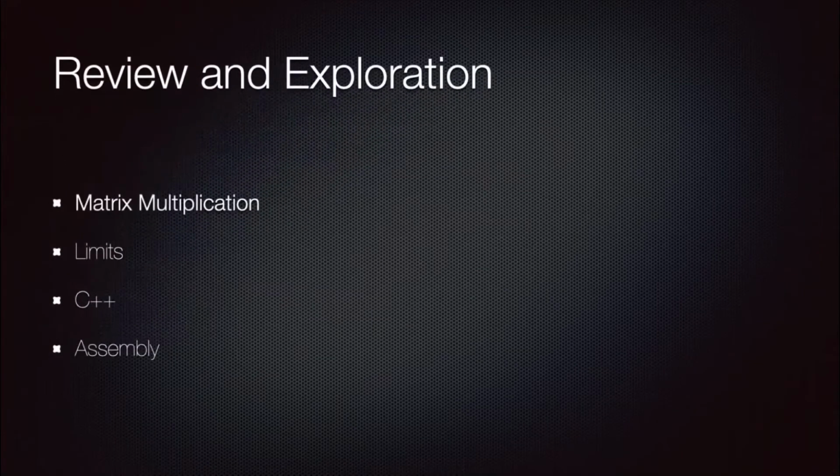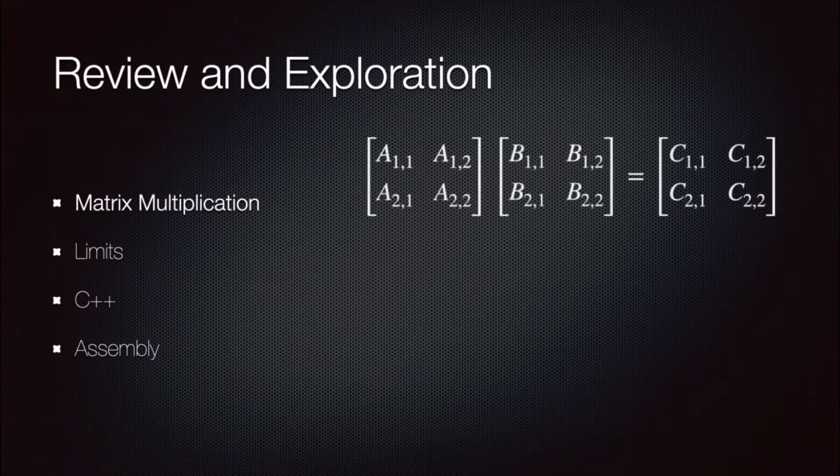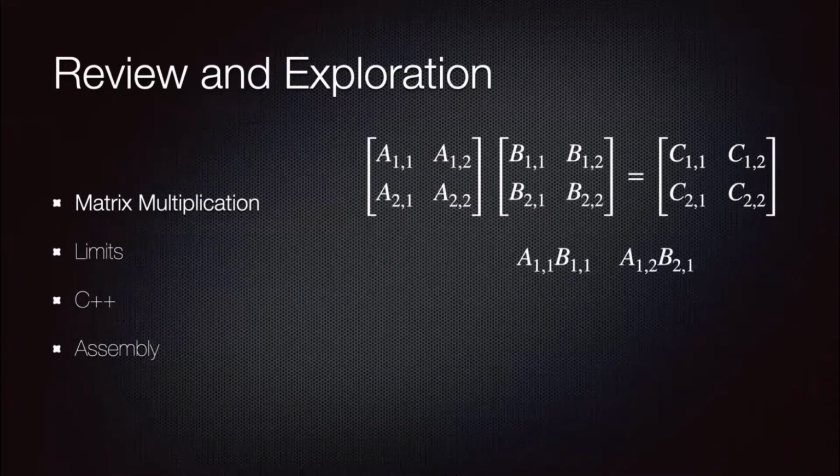Let's start with quickly reviewing how matrix multiplication works. First, we need to take the elements from the first row of the left matrix A, and then we need to multiply them with the elements in the column of the right matrix B. We will then store their sum in a corresponding row and column in matrix C. This is done for every element in matrix C.